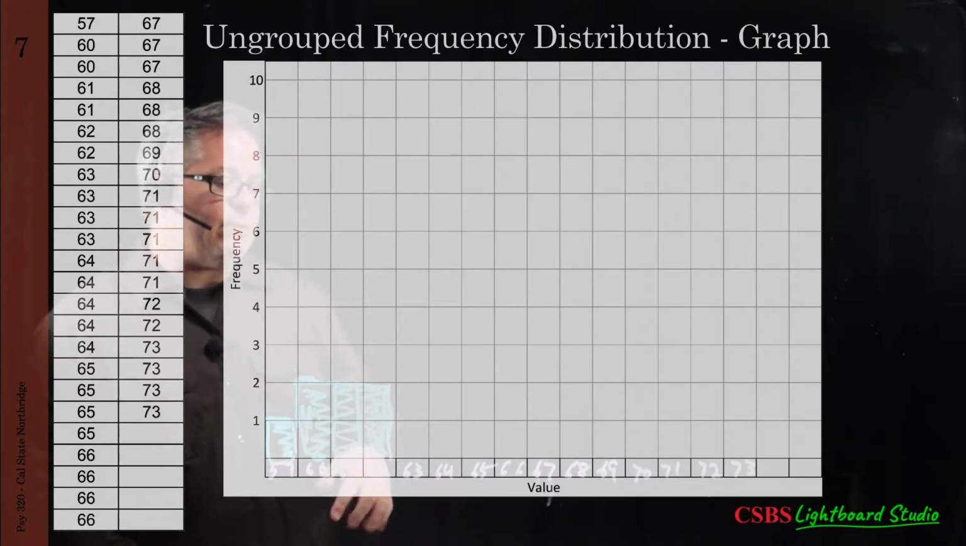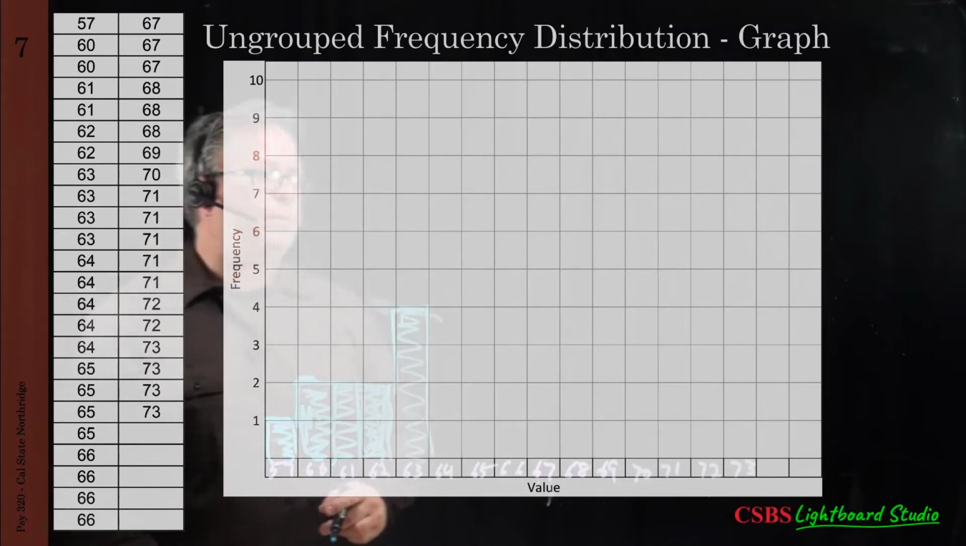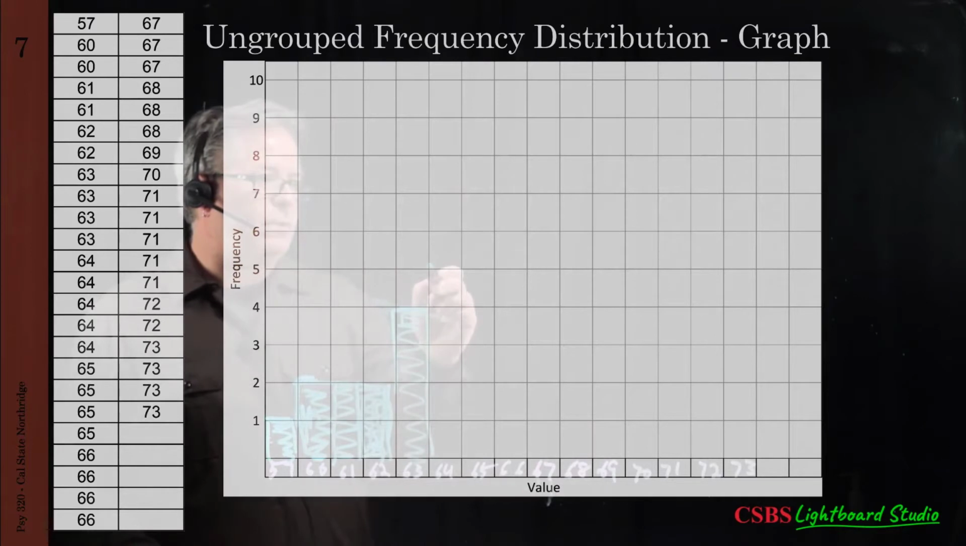For 63, there are 4. So I'm going to go up here to 4, all the way down there. Fit all that in. So 63 has 4 of them. 64, there are 5. I'm going to go up another one. Okay. And basically just fill in this graph.